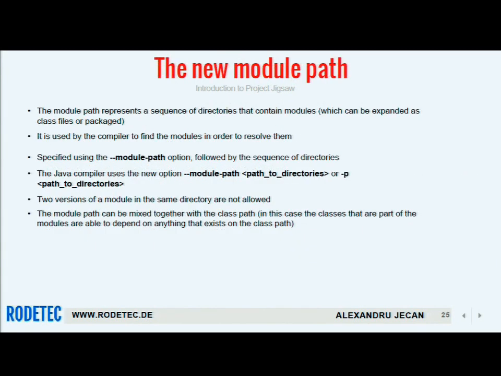Let me show you the new module path. You have class path, and in JDK 9 you have the new module path. This is specified using the --module-path option, and the Java compiler uses --module-path or -p. Then the module path represents a sequence of directories that contain modules. So you can give a sequence of directories. Here are the modules I specify in my compiler, and it takes all the modules from there and compiles them. And it can be mixed together with the class path. So you can compile and say -p, list of directories, and then -cp, class path, and you also can specify the jar files.